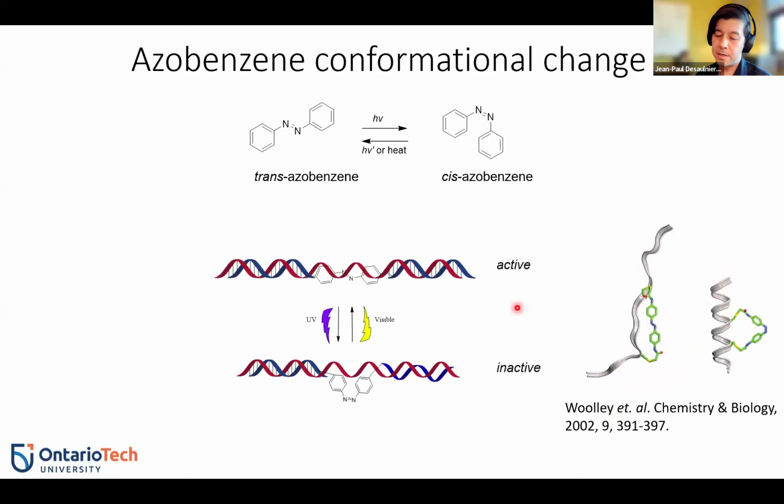So we hypothesized that if we had our azobenzene in the trans form, then we could irradiate it with UV light. We could distort it, kink it in some fashion, rendering it potentially inactive. And then visible light could potentially reactivate that. So this was our potential working model for this.